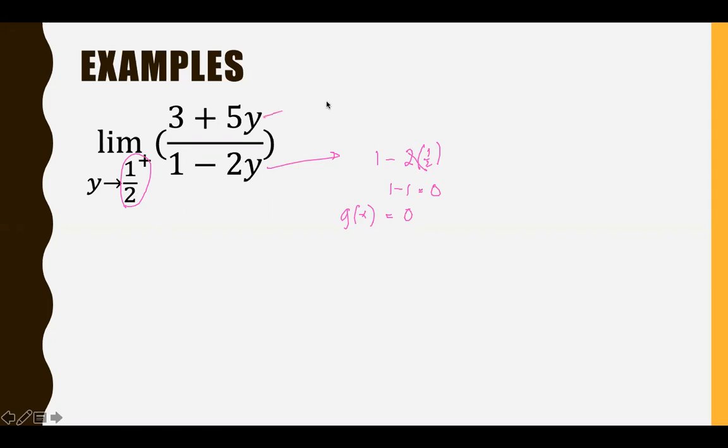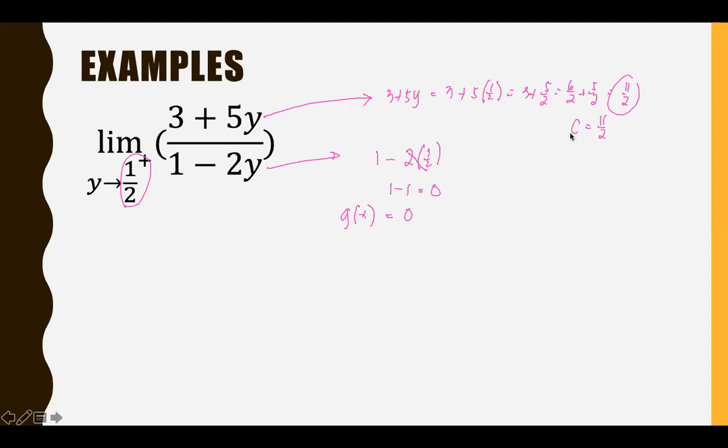Now, let's analyze the numerator. It is 3 plus 5y. If you substitute, that will be 3 plus 5 times 1/2, which is 5 over 2. And 3 is 6 over 2, plus 5 over 2, so it is 11 over 2. It is a positive number. So we say that c is equal to 11 over 2.